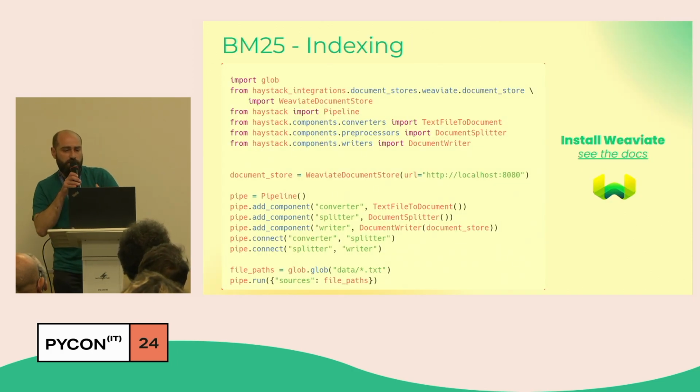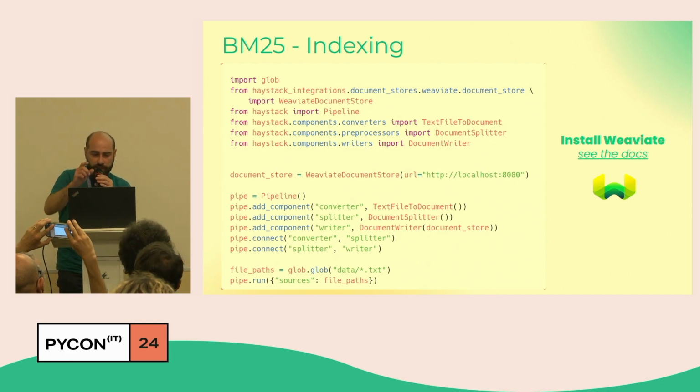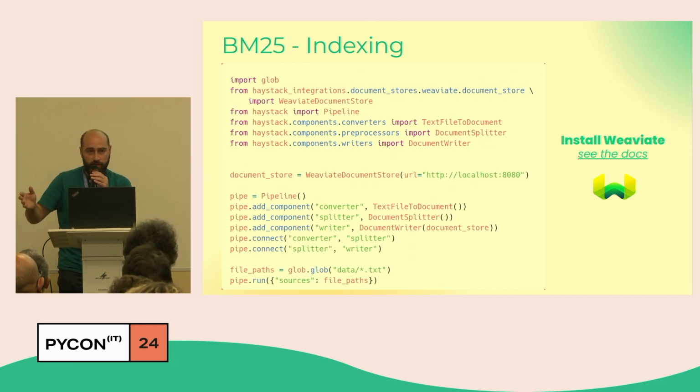We are using, in this example, the Weaviate database that supports both keyword retrieval and semantic vector retrieval. In this case, we are initializing a document store, which is locally run via Docker, and then we are creating a pipeline with a converter from text to document, then a splitter, which chunks our documents into smaller, more searchable and manageable pieces, and then the writer that writes to the database. And in this case, I'm indexing some textual files about rock music, and this is the indexing part.